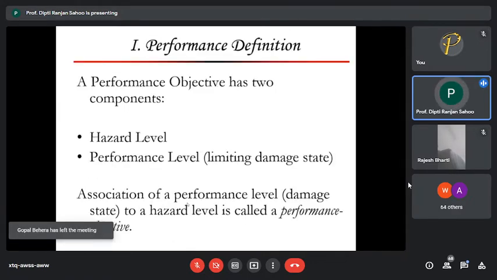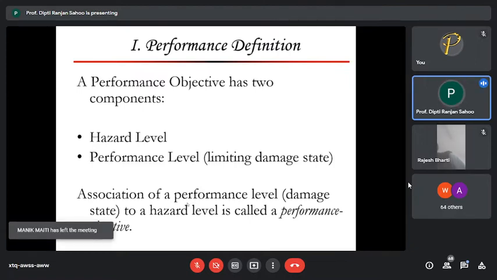What is the performance definition? In defining the performance definition, there are two things that are important. What is input? What is output? Input is my earthquake, ground motion. Output is how my structure is performing. So the input is related to the hazard, and the output is the structural performance, which is essentially a damage limit state.